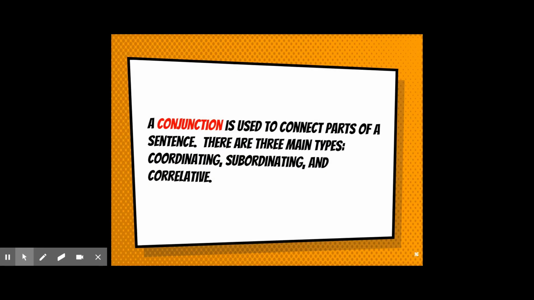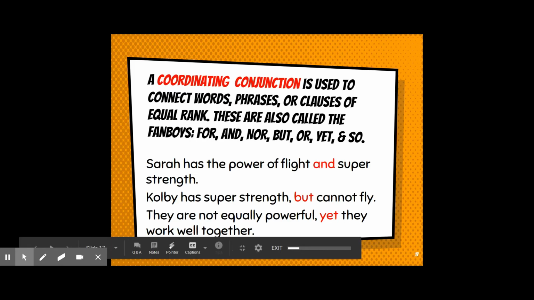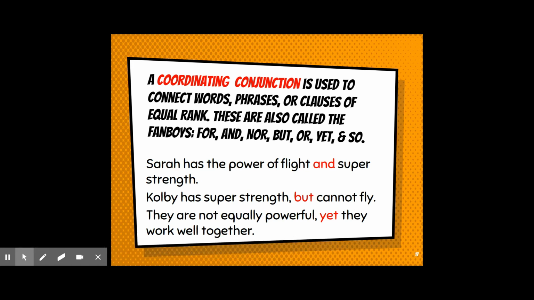Next, let's talk about conjunctions. If you started singing Schoolhouse Rock just now, I don't blame you. The function of conjunctions is to connect parts of a sentence. There are three main types: coordinating, subordinating, and correlative. A coordinating conjunction is used to connect words, phrases, or clauses of equal rank. These are also called the FANBOYS. Coordinating conjunctions include for, and, nor, but, or, yet, and so.